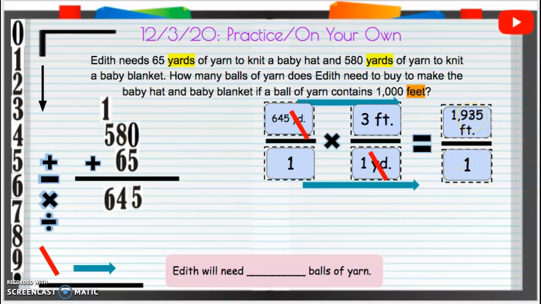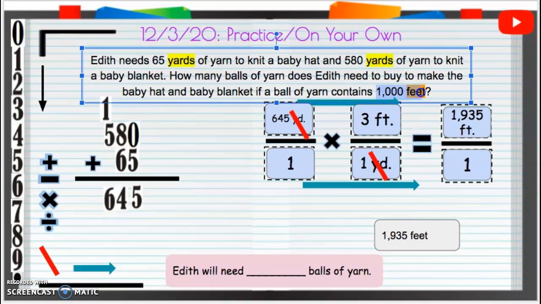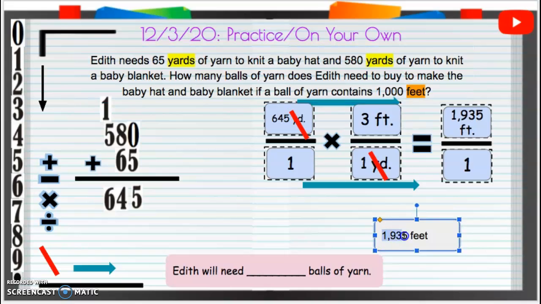Yes, we do. But the question is, how many balls of yarn does Edith need to buy if each ball of yarn contains 1,000 feet? So in this case, our answer is 1,935 feet, right? So I'm going to put down here, our answer total, what she needs is 1,935 feet. Well, how many balls of yarn? If 1 ball of yarn contains 1,000 feet, so 1,000, that'll cover maybe about half of it because this is almost 2,000 feet she needs.